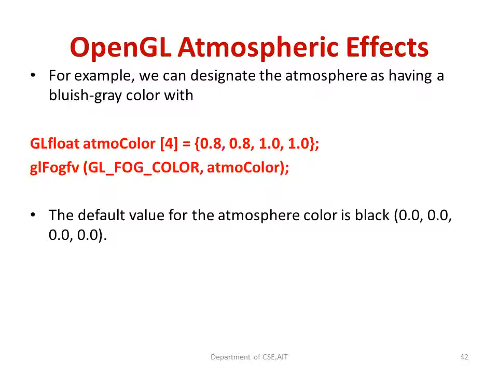So it is taken from an array here. That is why we have V in the GL fog FV. And this atmospheric color array has red, green, and blue equal to 1. So it will be somewhat like a bluish gray color effect. The fog effect will be given in your scene. If you don't specify these values, by default the fog color will be black.